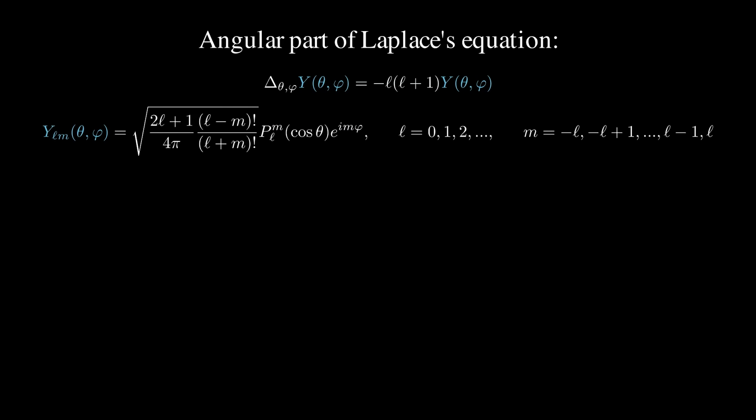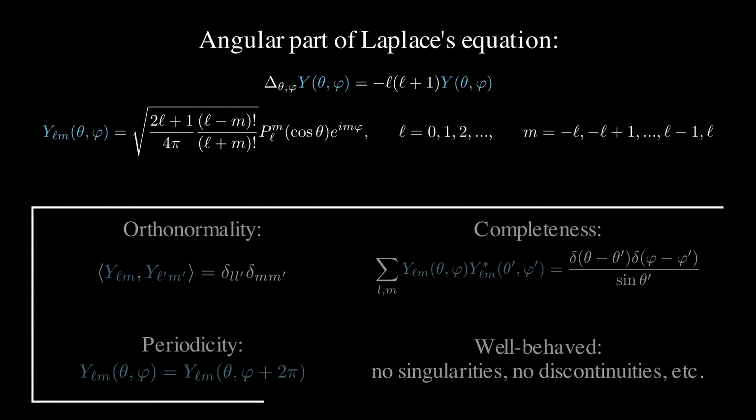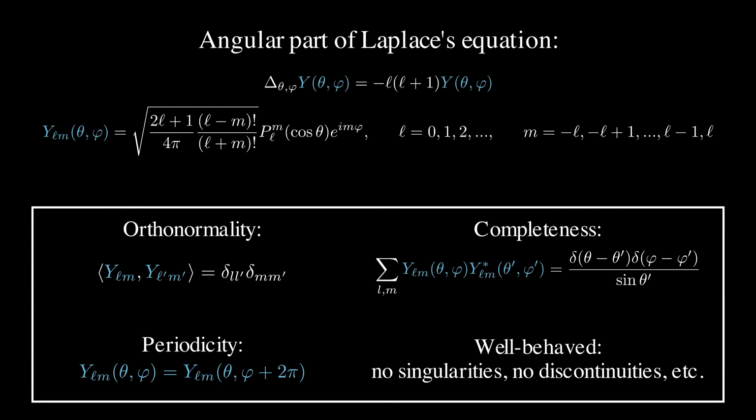These functions are called spherical harmonics, and as foreshadowed earlier, one can show that they satisfy both the orthonormality and completeness relations from earlier, as well as the other requirements which we already enforced when deriving the solution. So this makes them ideal as building blocks for representing general functions defined on the surface of a sphere.